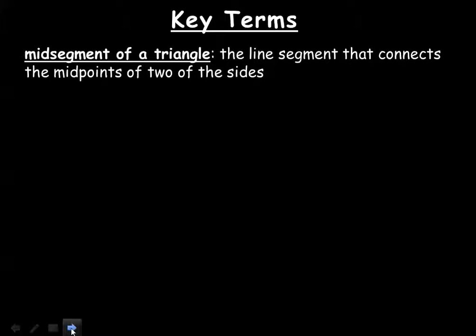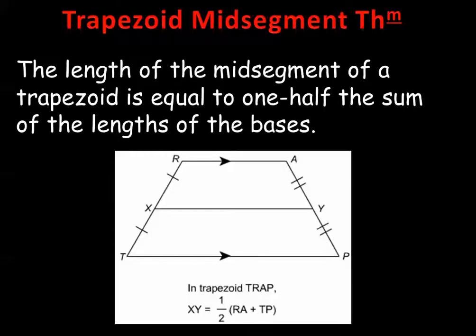The term that we're going to be looking at in this lesson is midsegment of a triangle, the line segment that connects the midpoints of the two sides. The length of the midsegment of a trapezoid is equal to 1/2 the sum of the lengths of the bases, and that's what we covered in our last lesson, and we ended up with this formula right down here, and I worked several examples for you.